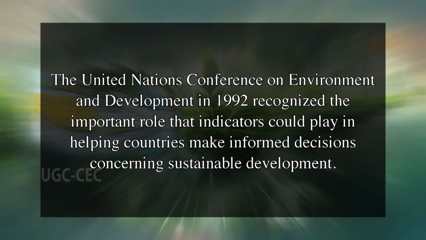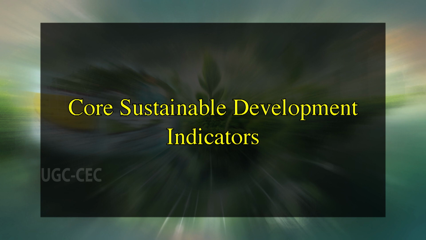The United Nations Conference on Environment and Development in 1992 recognized the important role that indicators could play in helping countries make informed decisions concerning sustainable development. At the international level, the Commission on Sustainable Development improved its work program on indicators of sustainable development in 1995. We will now discuss the core sustainable development indicators that cover the economic, environmental, social, and institutional areas.